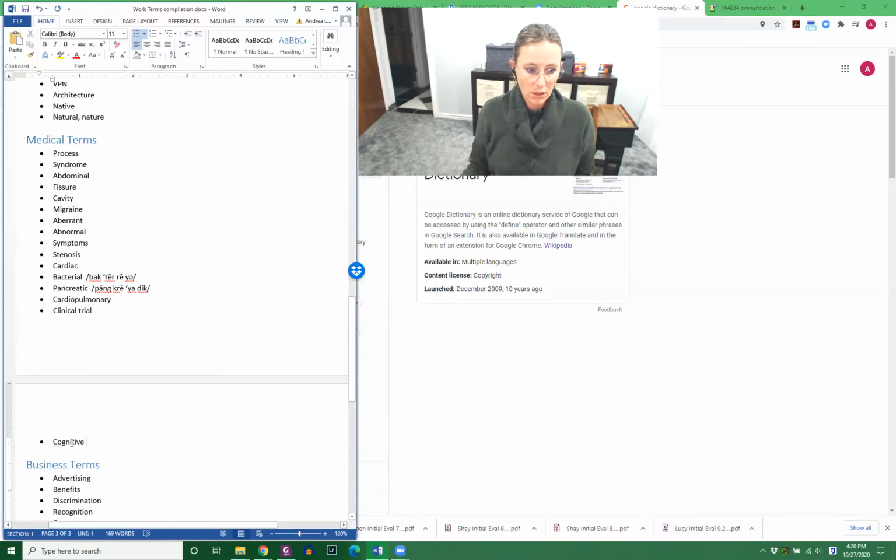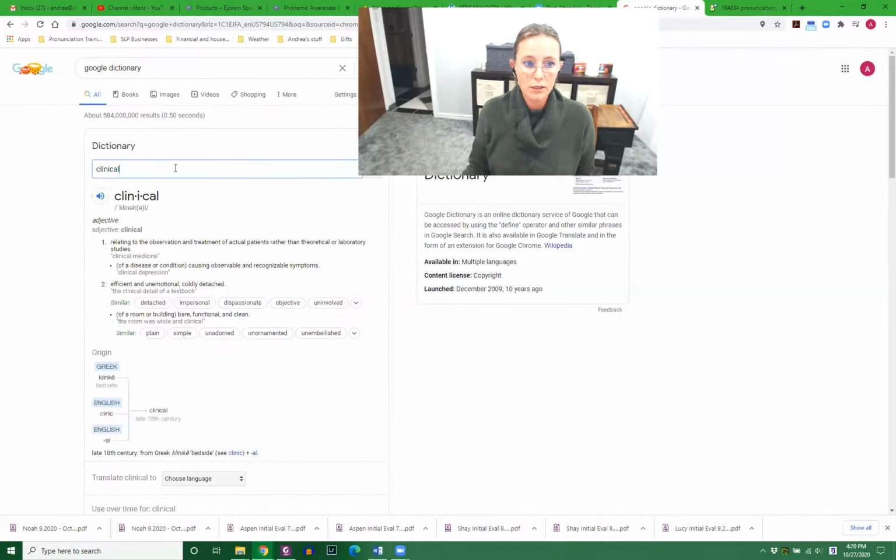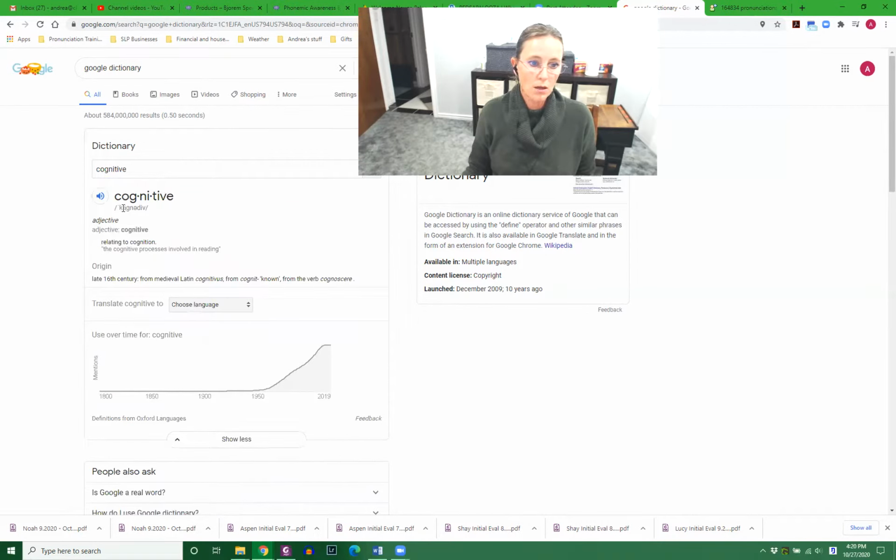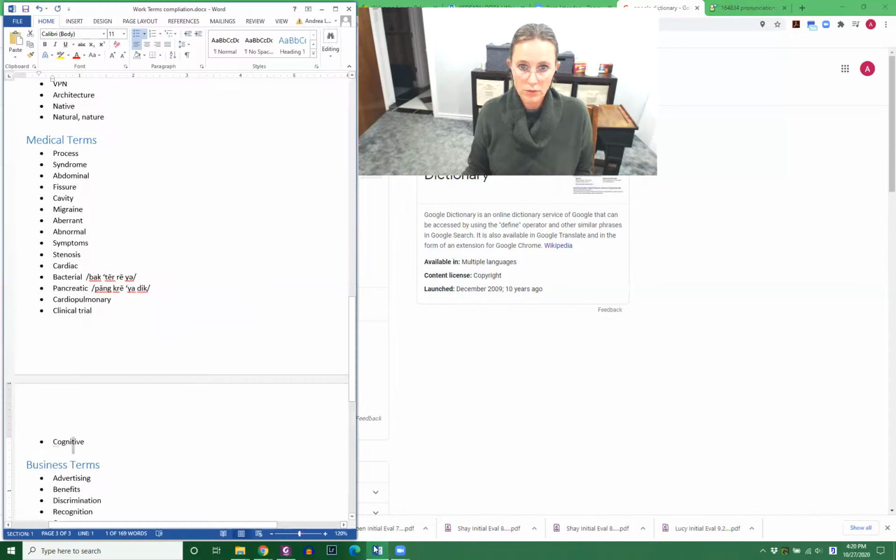Cognitive. Again, what vowel are you hearing right here? And what sound are you hearing here? Cognitive. Caw. Cognitive. The patient has had a slight decrease in cognitive function. The patient has had a decrease in cognitive function. We need to keep an eye on it.